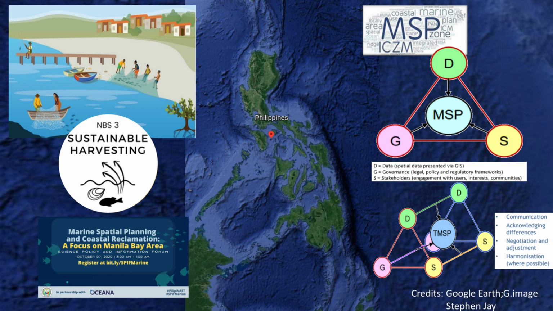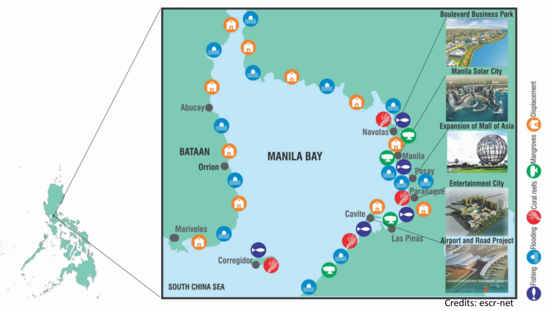So, just like other nations, the Philippines has also made efforts to develop marine spatial planning. There was even a Science Policy and Information Forum, or the SPIF, on marine spatial planning and coastal reclamation focusing on Manila Bay just last year, October 7, 2020. Presently, there is a wide variety of approaches that are being taken by Manila Bay for their own management.